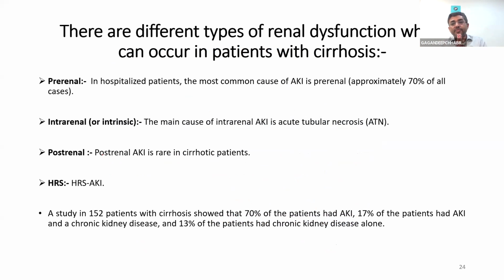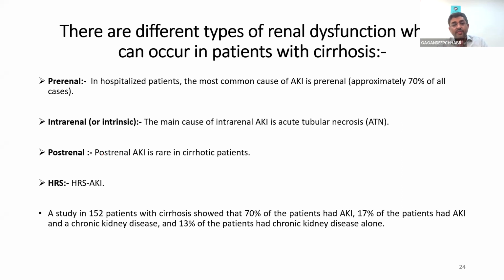So, there are different types of renal dysfunction which can occur in patients with cirrhosis. It can be pre-renal, that I have discussed. The most common cause of AKI is pre-renal, which occurs in approximately 70% of all cases. Then there's intrarenal. The main cause of intrarenal AKI is acute tubular necrosis. We have seen the slide. Then there's post-renal, which is a very rare cause of renal dysfunction, less than 1%. And then, of course, HRS, that is hepatorenal syndrome.